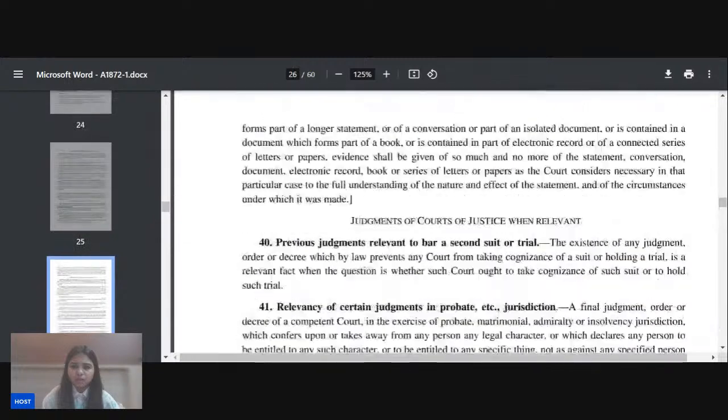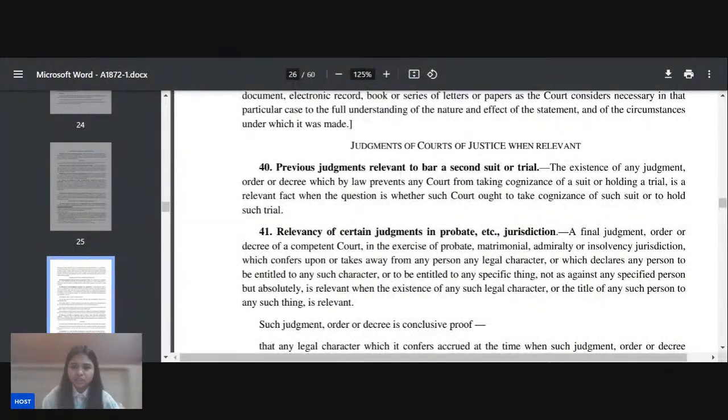come directly to 40. 40 is important. Previous judgment relevant to bar a second suit or trial, right? So previous, if you see this section 40, how much of a statement is judgment of courts or justice when relevant, and it says previous judgment is relevant to bar a second suit or trial. Which doctrine is reflected here? Which doctrine is reflected in section 40 of Indian Evidence Act? Please someone tell me.